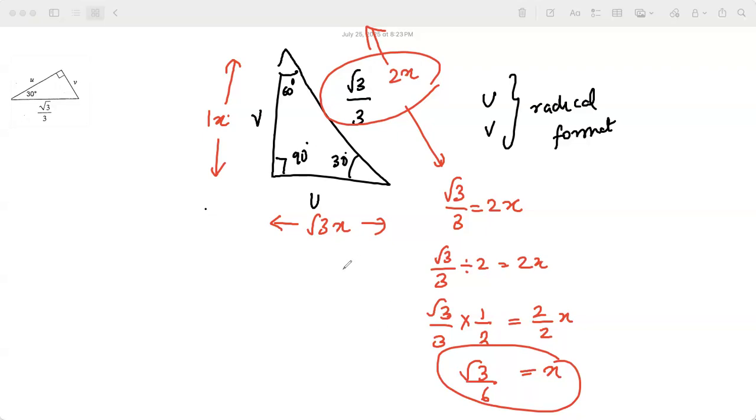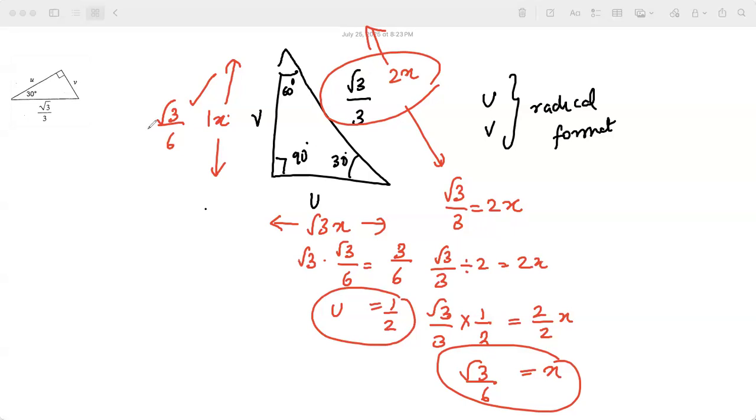Root 3 by 6 is x. Now it's just a matter of plugging in. So V side is root 3 by 6. You got this right. If you plug that in, root 3 by 6 as x times root 3, what is root 3 times root 3? Root 3 times root 3 is 3 by 6, which is 1 by 2. So U is 1 by 2, V is root 3 by 6.